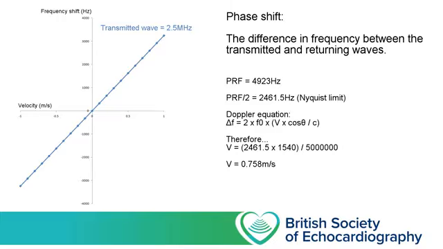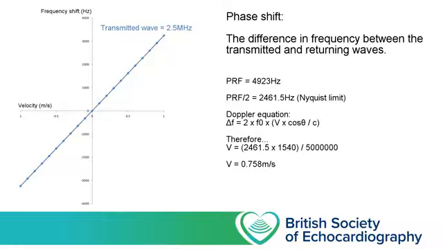So in our clip we had a pulse repetition frequency of 4,923 Hz. So that's our sample frequency. Now half that value, 2,461.5 Hz, is what we're going to call our Nyquist limit. That is the maximum frequency shift that we can accurately describe, because any frequency shift greater than that, well, we're not going to be able to sample it quickly enough.